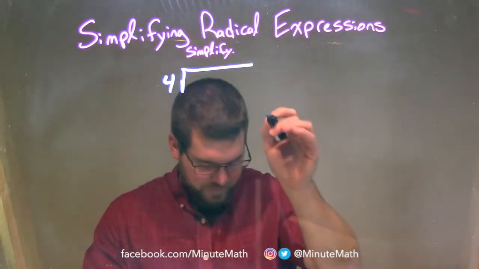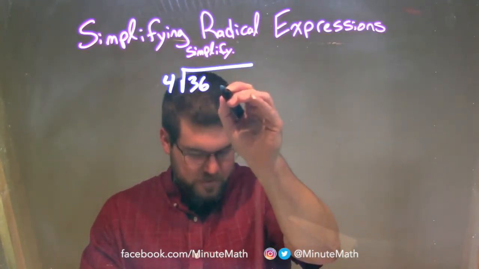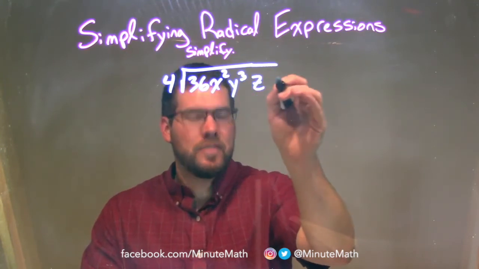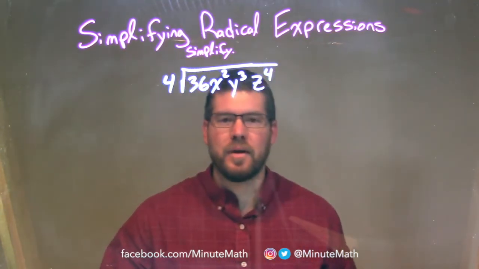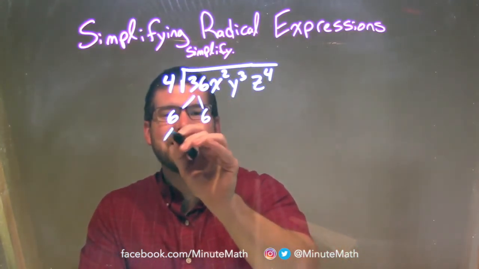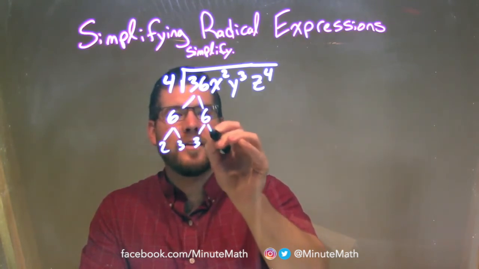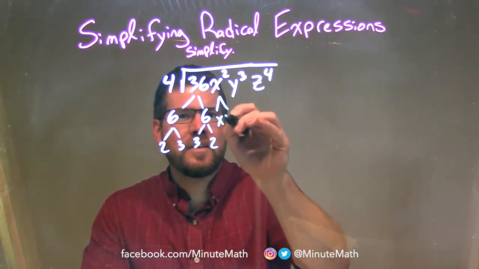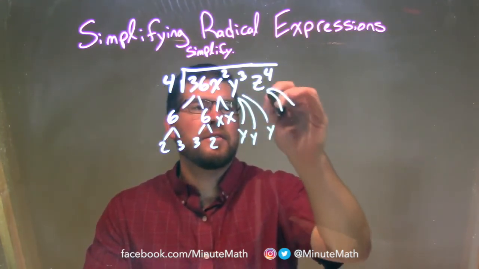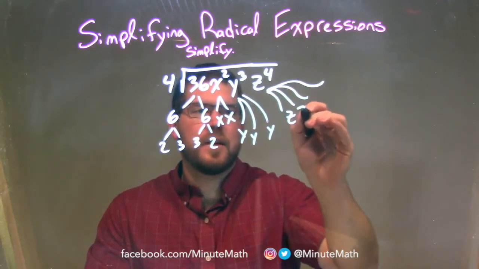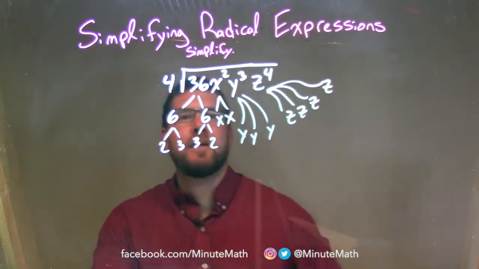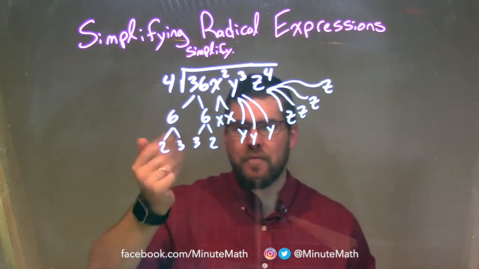4 times the square root of 36 x squared times y to the third times z to the fourth. Okay? I'm going to break this down. All right, 36 is just 6 times 6, and each 6 here is 2 times 3, and 3 times 2. X squared is x times x. Y to the third is just y times y times y. And z to the fourth is just z times z times z times z. Okay, so I've broken this down, everything inside the square root here, into prime factorization.